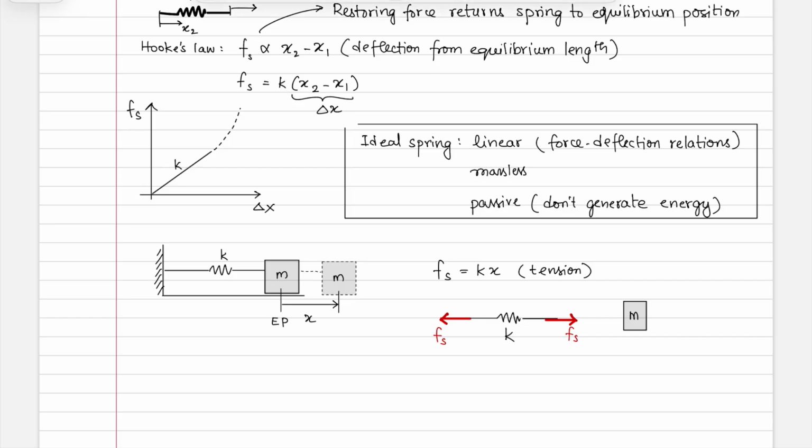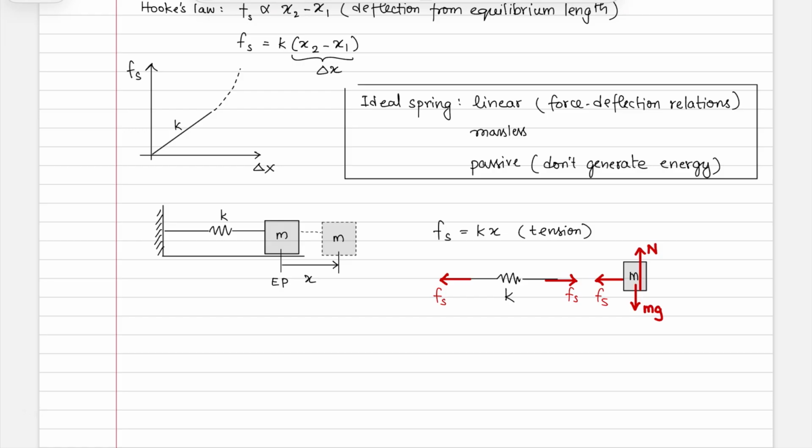Okay, let's now look at the reaction force. It will be the same Fs that is acting on this mass here. Are there any other forces on the mass? Yes, there would be gravity, that is mg, and there would be a normal force from the ground that is acting in this way.